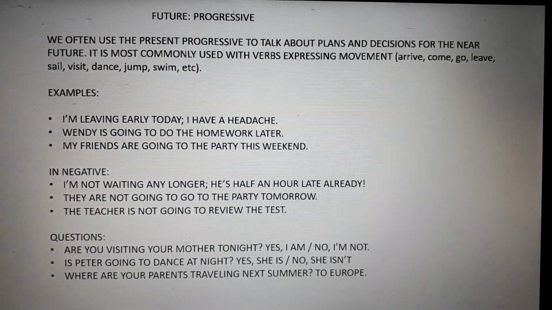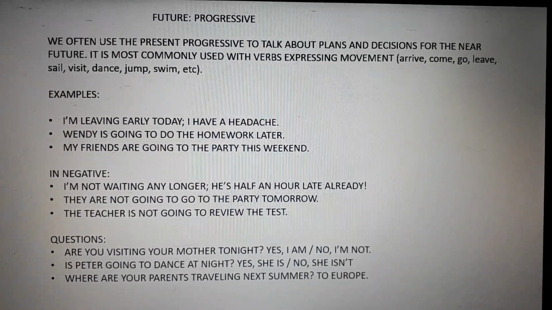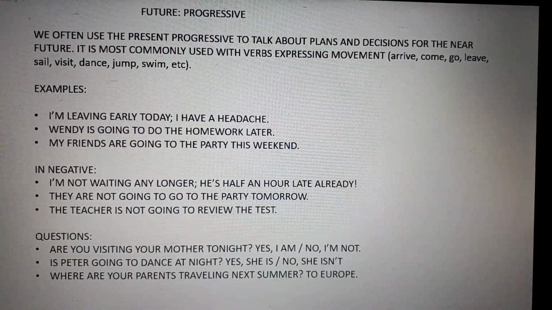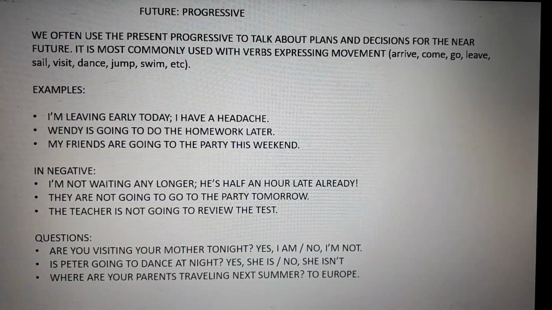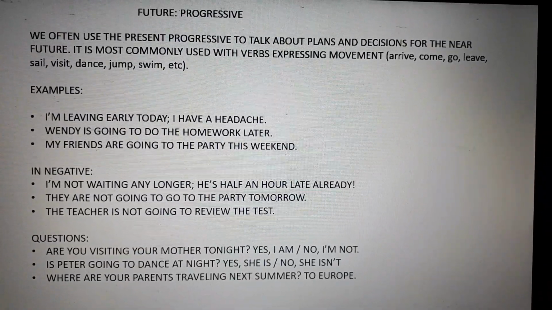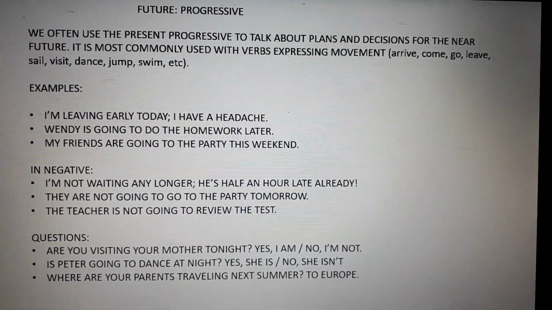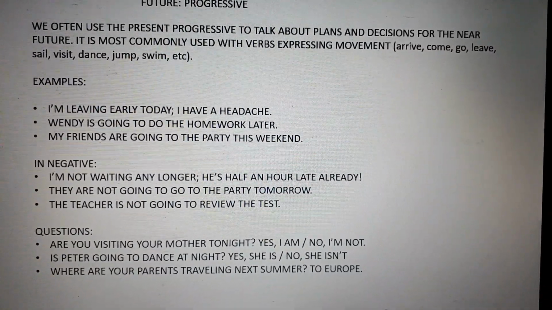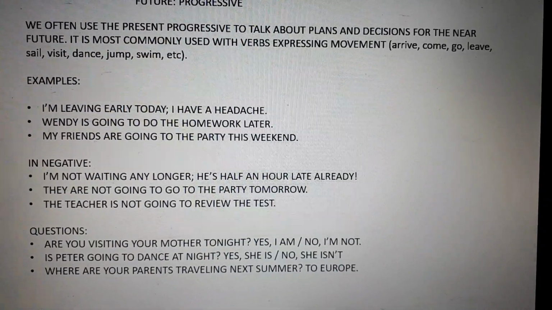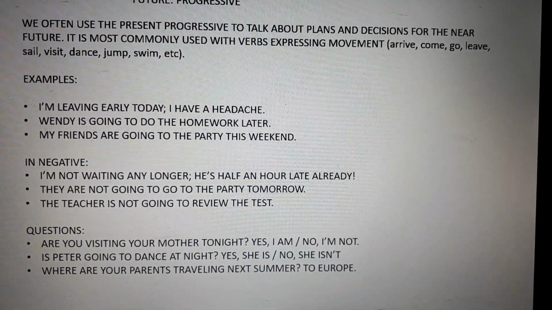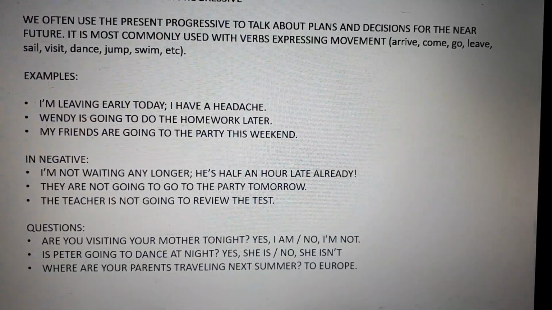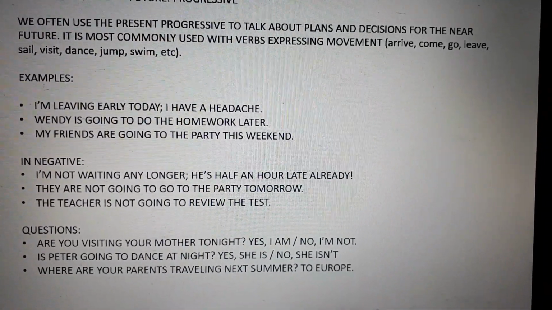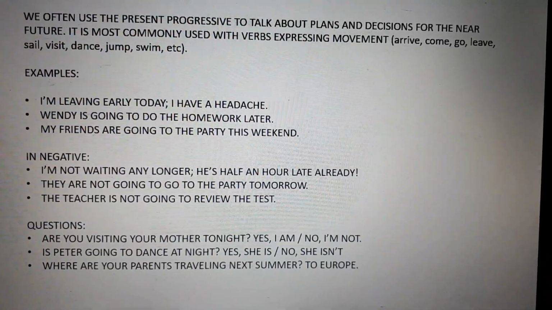Okay? For example, in positive we have I'm leaving early today. I have a headache. Wendy is going to do the homework later. My friends are going to the party this weekend. That's in positive. Now in negative, I'm not waiting any longer. He's half an hour late already. They are not going to go to the party tomorrow. The teacher is not going to review the test, okay?